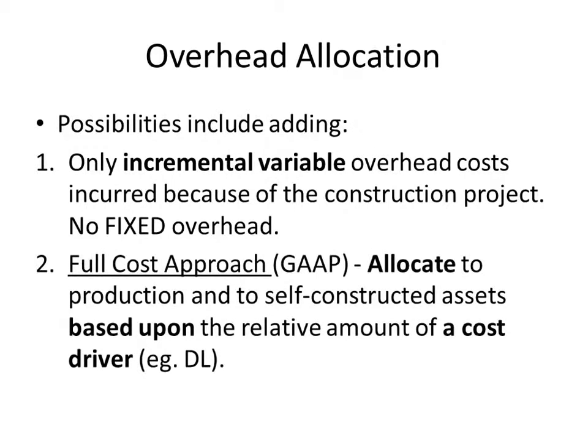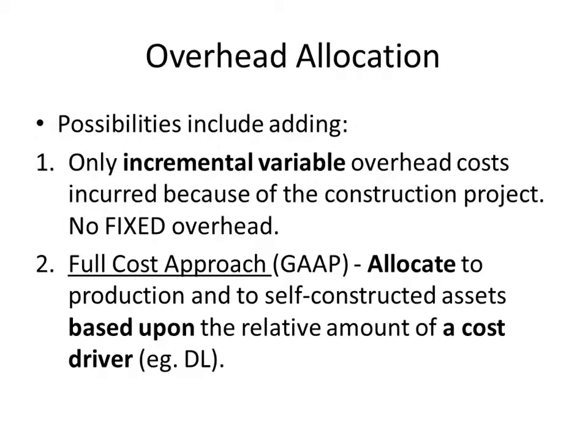So GAAP requires that we use what's called a full cost approach. So we use a cost driver, okay, and we allocate fixed overhead and variable overhead according to some cost driver. I could get into a whole bunch of detail with this, but I'm going to just keep it really simple. Just know that according to GAAP, you have to use a full cost approach, which means you have to allocate direct materials, direct labor, and overhead that's both fixed and variable. That's what's important for you to understand for this purpose, okay?